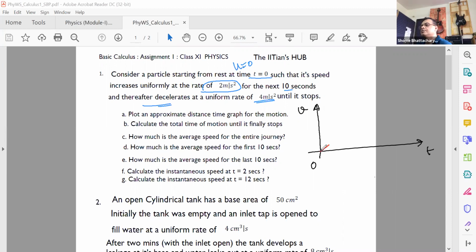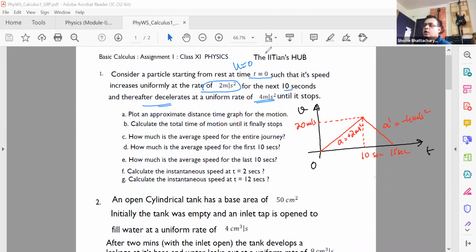If you visualize the graph of speed versus time, you can see that initially it starts from 0, accelerating at the rate of +2 till it reaches 10 seconds. So when it reaches 10 seconds, its speed would have become 20 meters per second. But then thereafter, what's happening? It's decelerating, and the rate of deceleration now is different. It is 4 meters per second square. So to reduce from 20 to 0, it will only take 5 seconds. So this time should be 15 seconds.